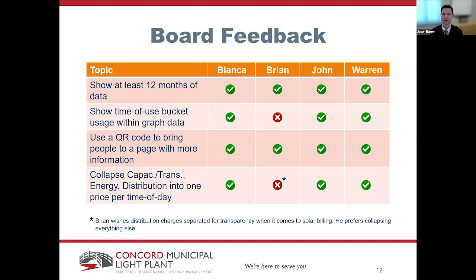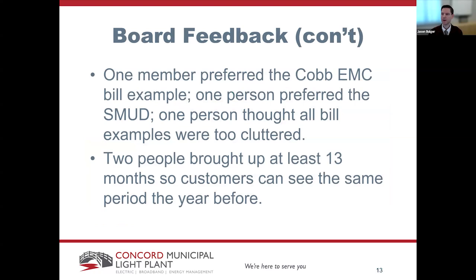So in terms of collapsing the capacity, transmission, energy and distribution charges into a single time of use bucket, the board was all supportive of that, with the one exception being Brian's preference to leave out the distribution rate so that it can be clearly credited to a solar customer if that's the way the board goes. Everybody generally was in agreement of collapsing to simplify the bill so that there wouldn't be 3 buckets per time of use, ending up with 9 or 6 buckets, depending on how many time of use periods there are within a day.